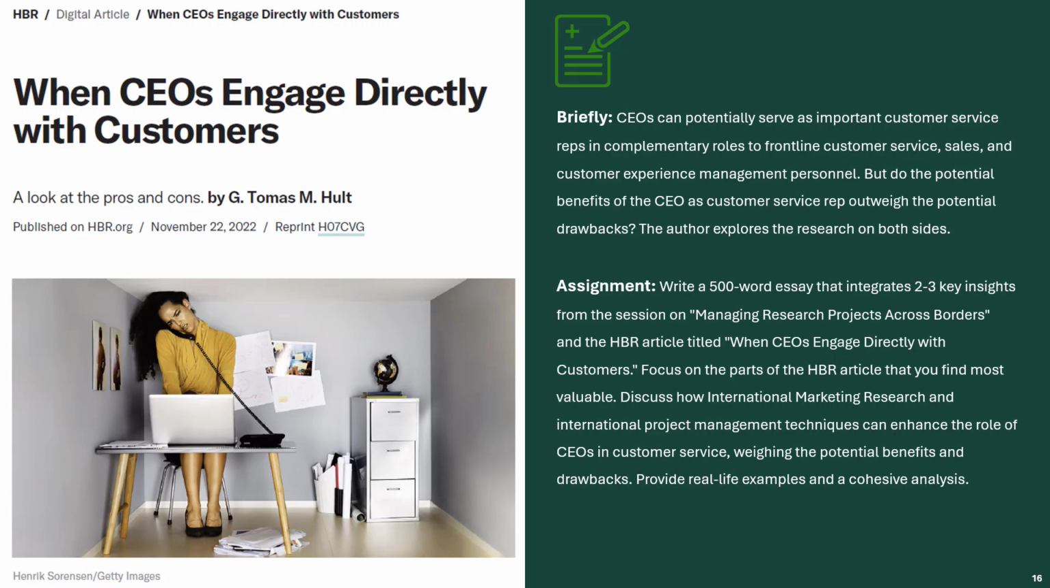Now we're getting to the article again, and this one's a little bit different. CEOs can potentially serve as important customer service reps in complementary roles to frontline customer service, sales, and other customer experience management personnel. But do the potential benefits of the CEO as a customer service rep outweigh the potential drawbacks? Those are some of the topics in the HBR article that I assigned for this session, and that I was actually commissioned in some way to write for the Harvard Business Review because they reached out to me strangely over LinkedIn and figured out that I could be a good one to write on this topic.